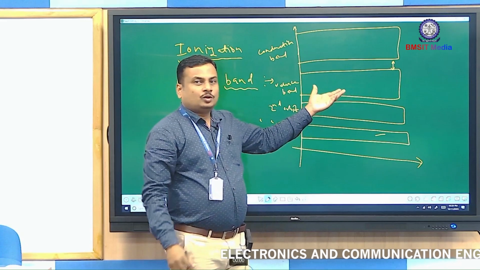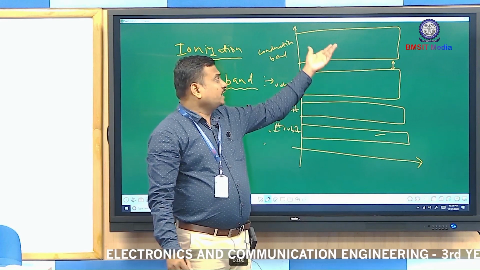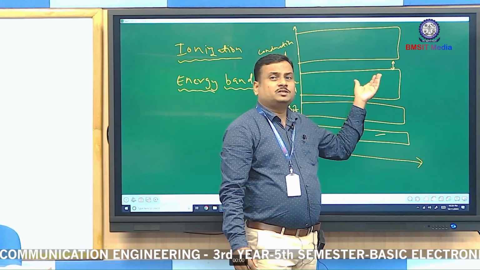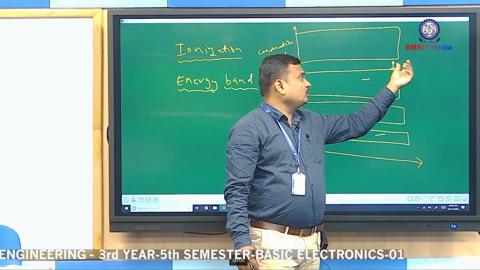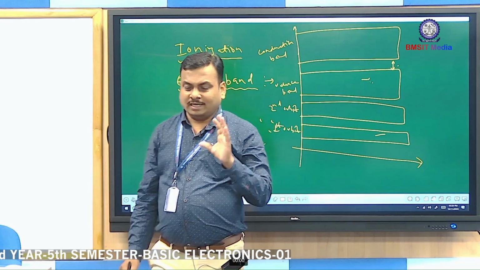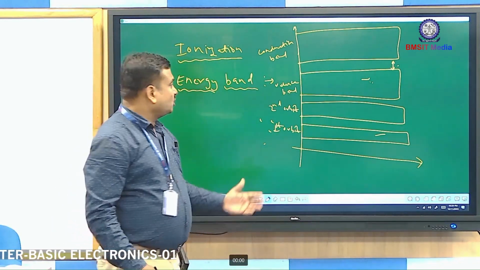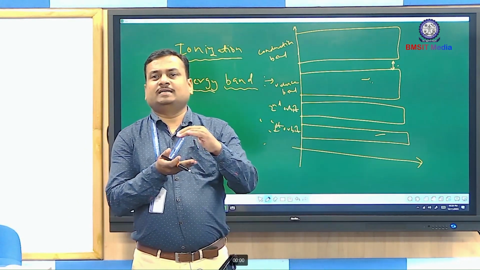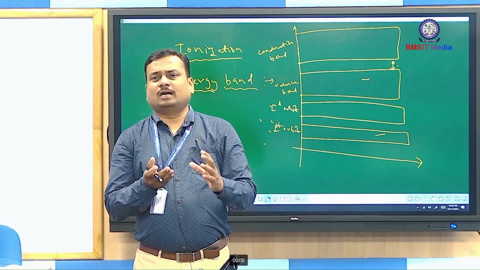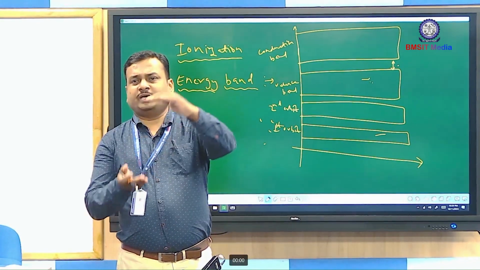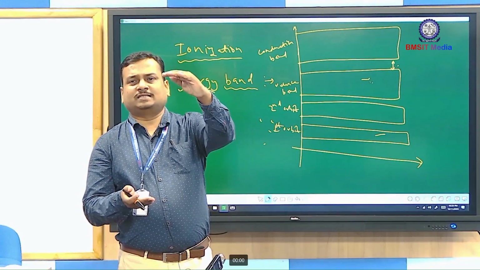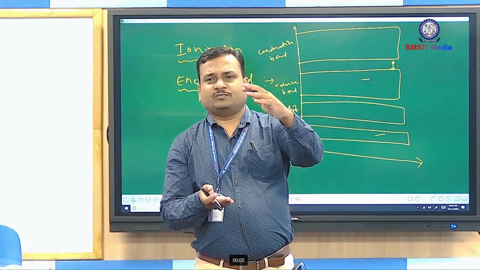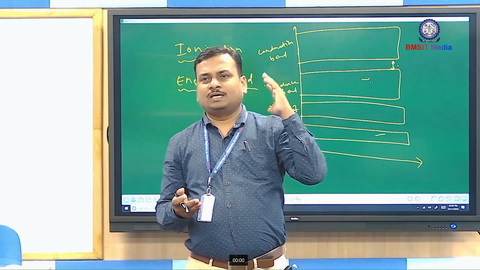In order to move an electron from the valence band to the conduction band, the energy required should be greater than this forbidden energy gap. Based on this, you can have this classification. In a conductor, the valence band and conduction band overlap. But in an insulator, there is a huge gap between the valence band and conduction band, around 7 electron volt, so you require huge energy to move an electron from the valence band to the conduction band.